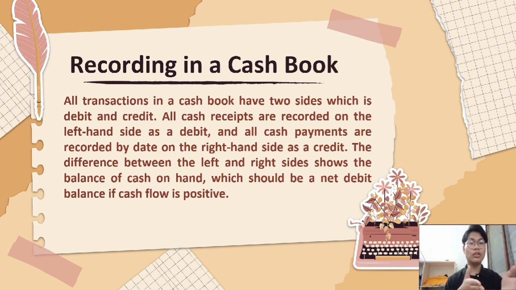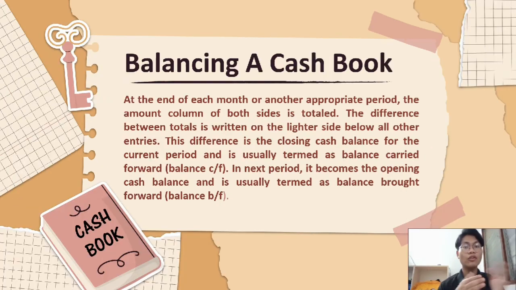How to record a transaction into a cash book? To record it, all transactions in a cash book have two sides, which is debit and credit. All cash receipts are recorded on the left-hand side as a debit, and all cash payments recorded by date on the right-hand side as a credit. The difference between the left and right side shows the balance of cash on hand, which is showing a net debit balance if the cash flow is positive.